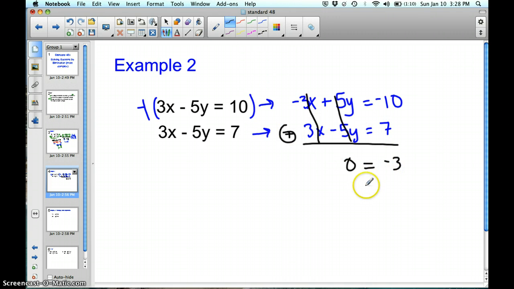Okay, so an answer like this, 0 equals negative 3, that's not a true statement, so this is going to be no solution. Okay, if it were a true statement, like negative 3 equals negative 3, it would be infinite solutions.